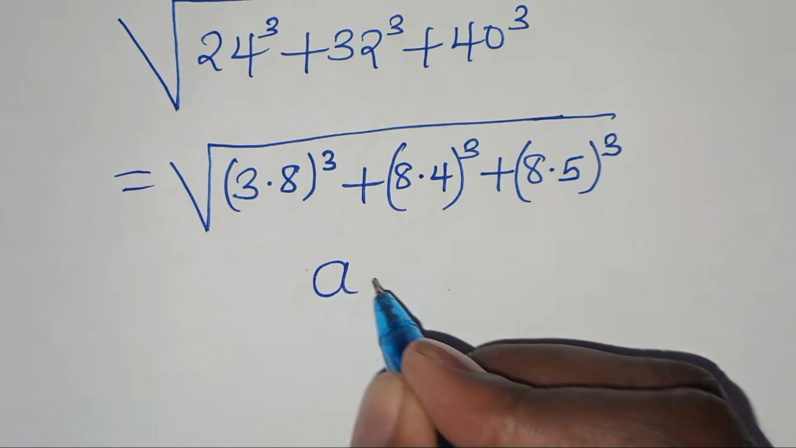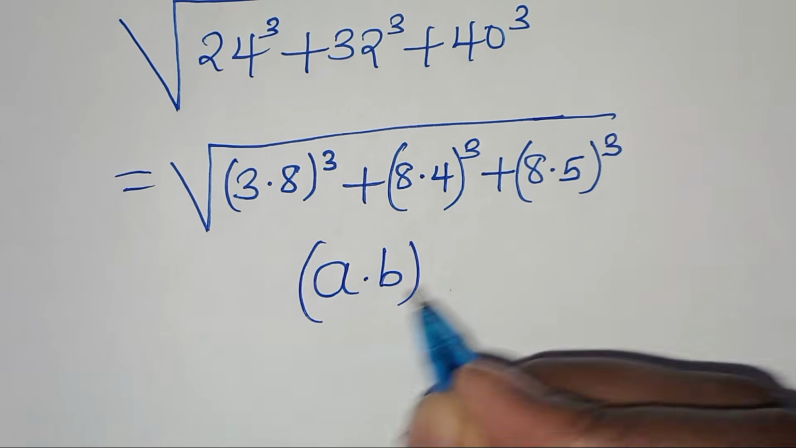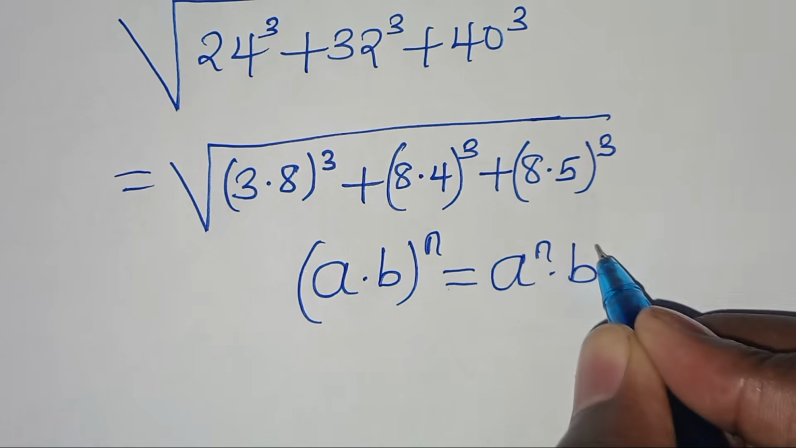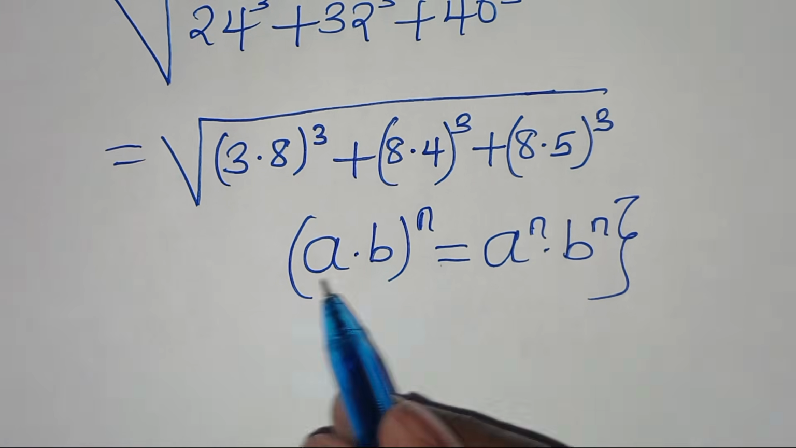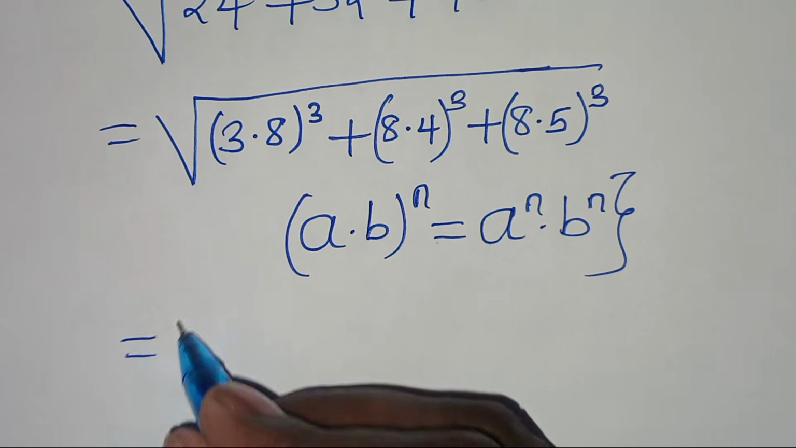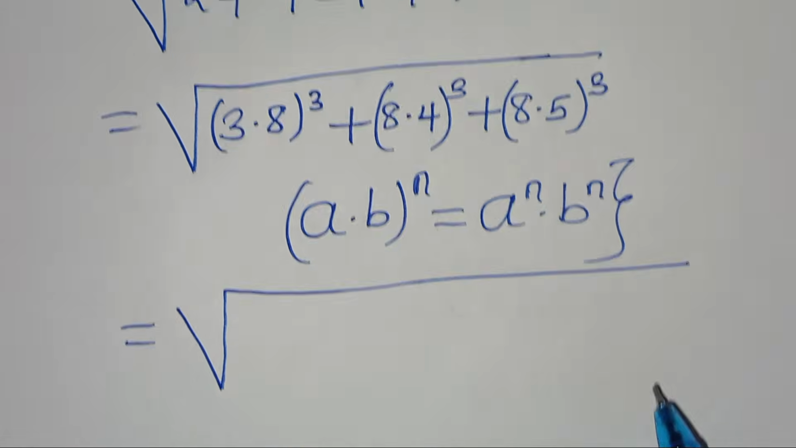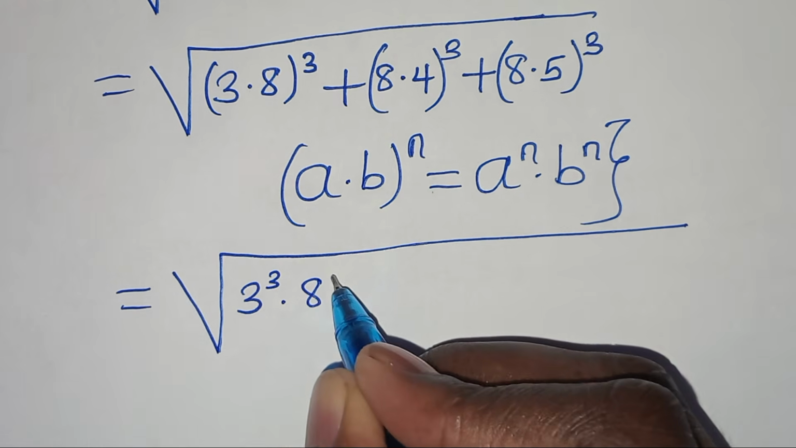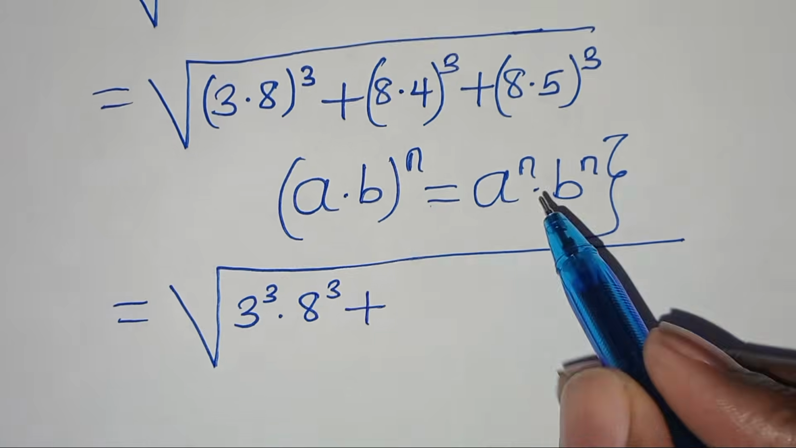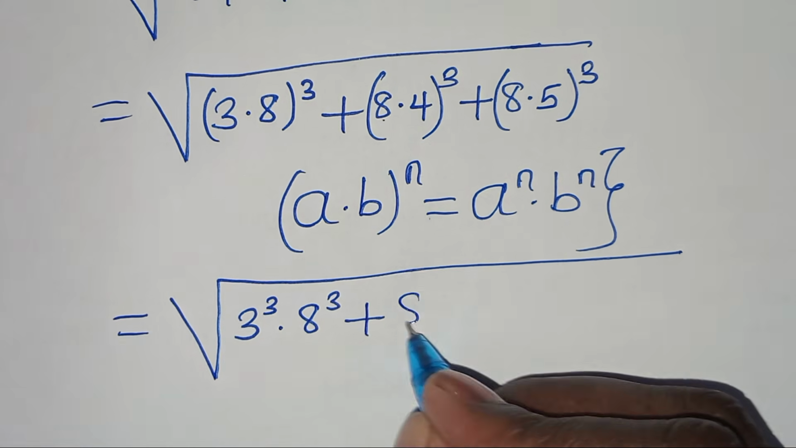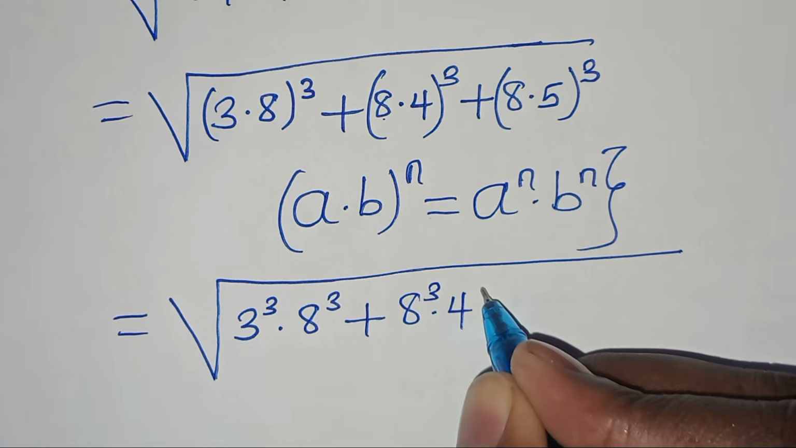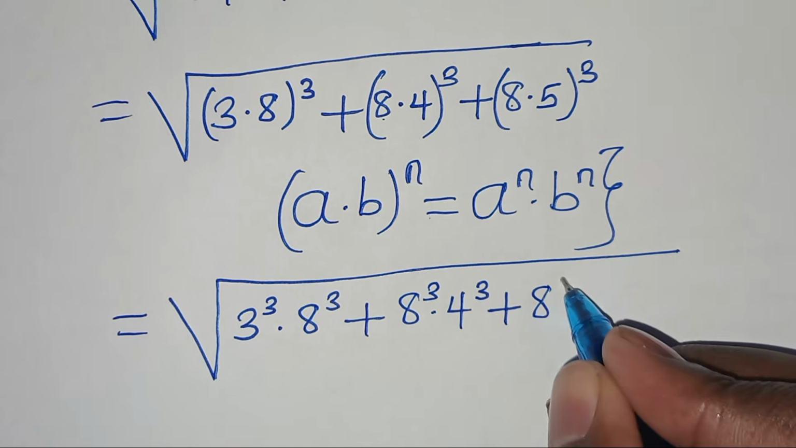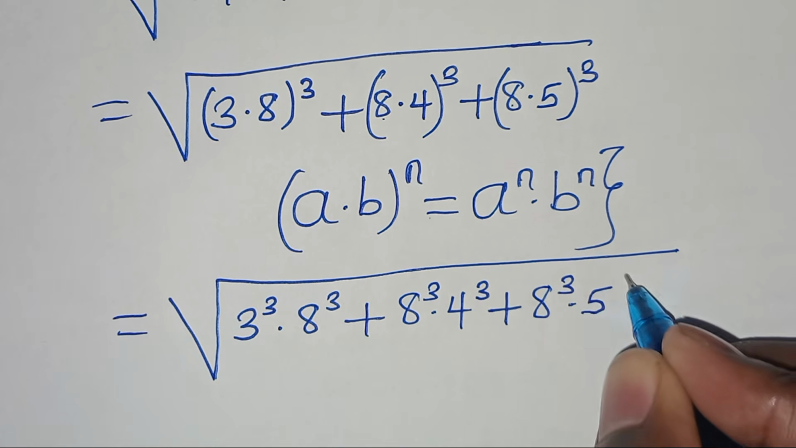This is in the form of a times b raised to the power of n, which we can express as a to the power of n times b to the power of n. Applying this exponent property, here we have the square root of 3 to the power of 3 multiplied by 8 to the power of 3, then plus 8 to the power of 3 times 4 to the power of 3, then plus 8 to the power of 3 times 5 to the power of 3.